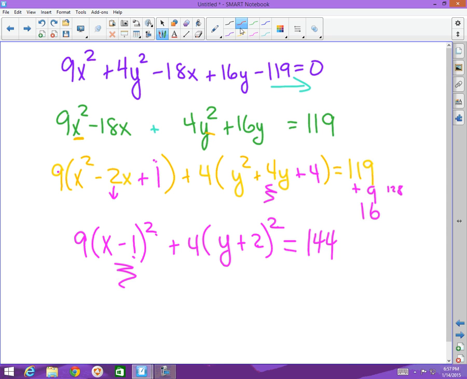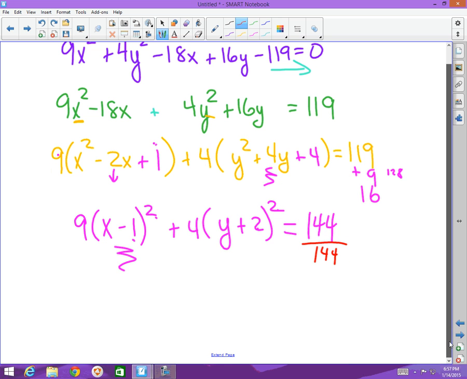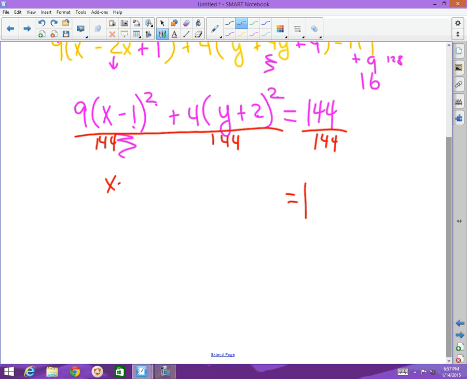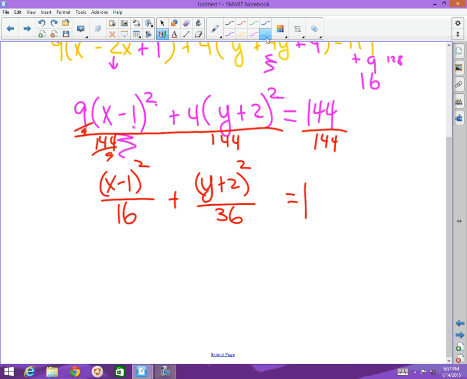And then to get it in the proper form, you divide by 144 on both sides. So 144 here, 144 there, and that equals 1. Then you have x minus 1 squared over, and then 9, because you have to get rid of the 9, so you divide that by 9 and divide that by 9. And 144 divided by 9 is 16, plus y plus 2 squared, and 144 divided by 4 is 36. And so you are looking at an ellipse.